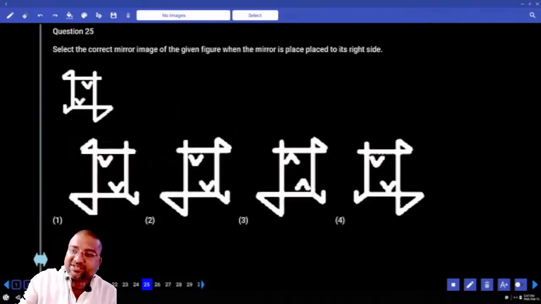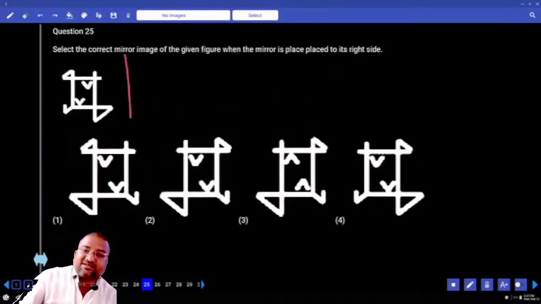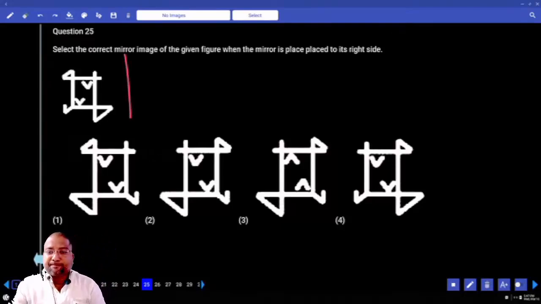Now the mirror is placed to the right side or left side? Right side. What's the answer? Come on. What's the answer? Second option. Absolutely right.